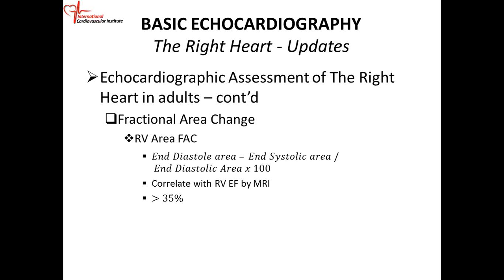So you have to know how it's measured, okay? You have to know how it's measured. So it's a fractional area change. Very important. Fractional area change, RV focus view, apical four chamber view. You get your end diastolic area. You're going to subtract from that the end systolic area, divided by the end diastolic area times 100. It should be more than 35%.